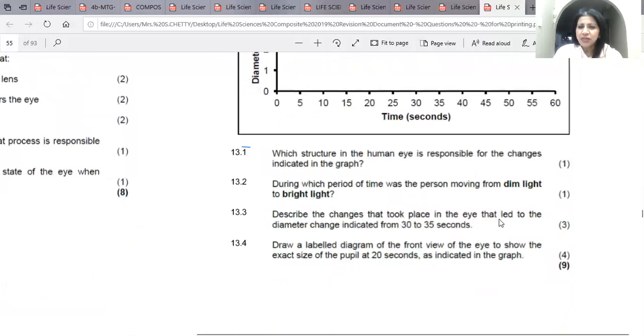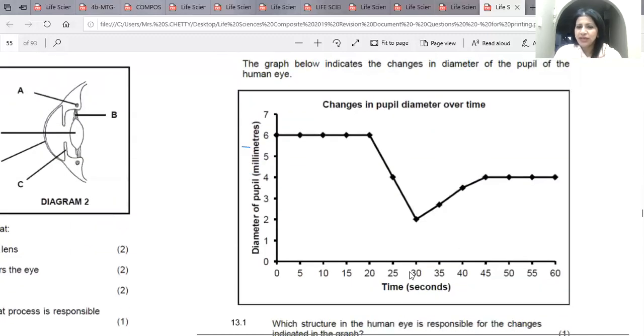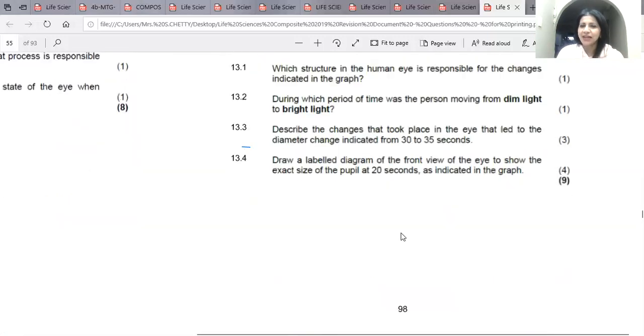Describe the changes that took place in the eye that led to the diameter change from 30 to 35. At 30 it was small, at 35 it was bigger. It becomes bigger, my darling, in dim light. So you would say from 30 to 35, the diameter of the pupil increased. Why? Because the radial muscles of the iris contract, the circular muscles of the iris relax, and the pupil gets larger to allow more light to enter into the eye.